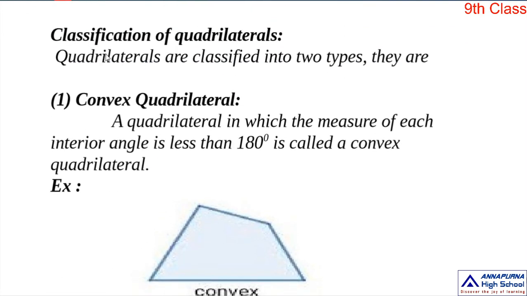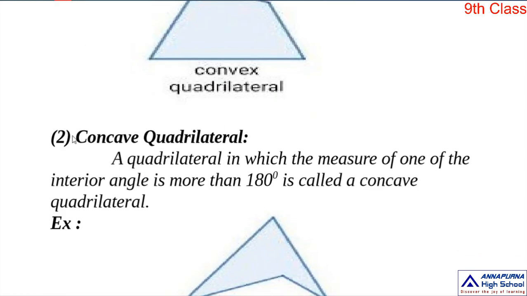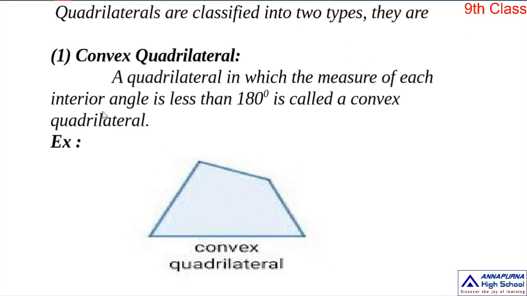Next topic, classification of quadrilaterals. Quadrilaterals are classified into 2 types. The first one is convex quadrilateral. The second one is concave quadrilateral. First, we discuss convex quadrilateral.